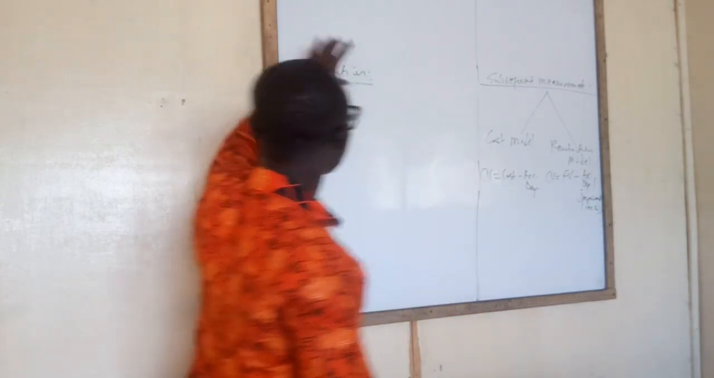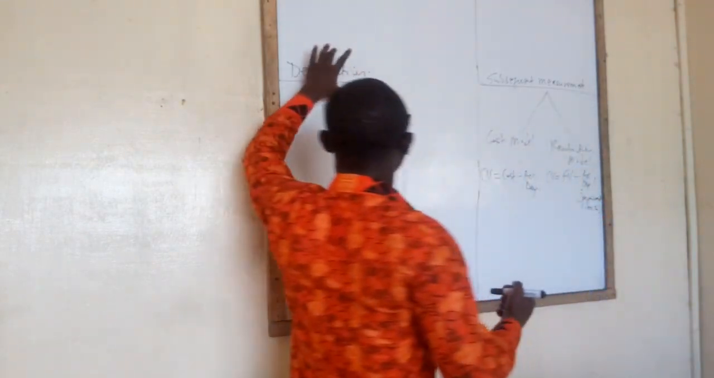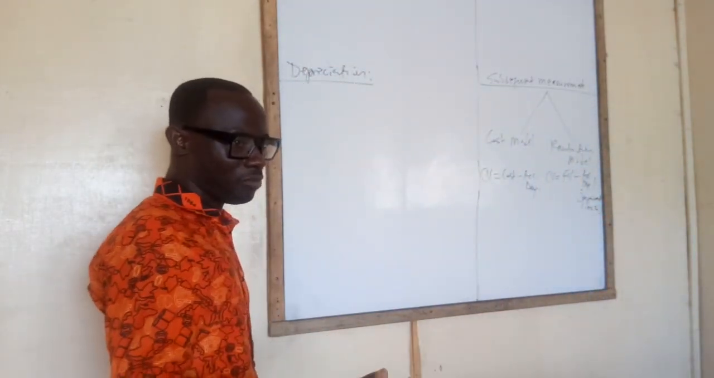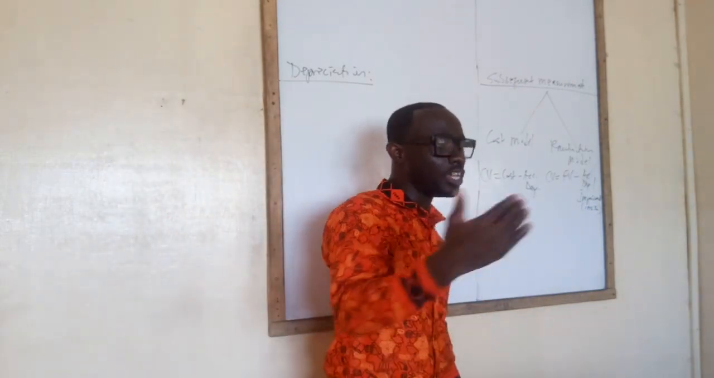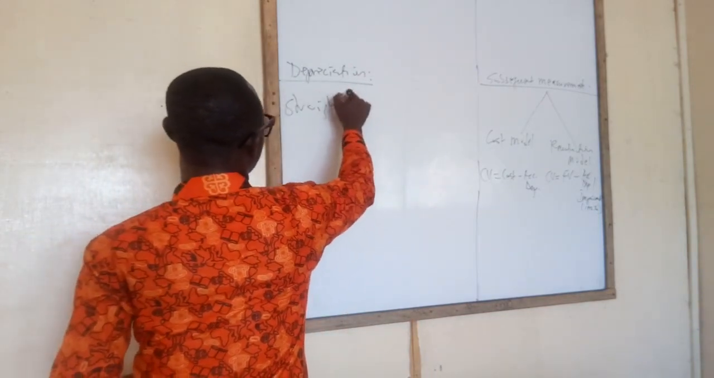Right. So we're going to be depreciating the assets, and there are usually a lot of methods. I think in F3 you look at a couple of methods of depreciation. But here we are going to be focusing on only two: the straight line method and the reducing balance method.